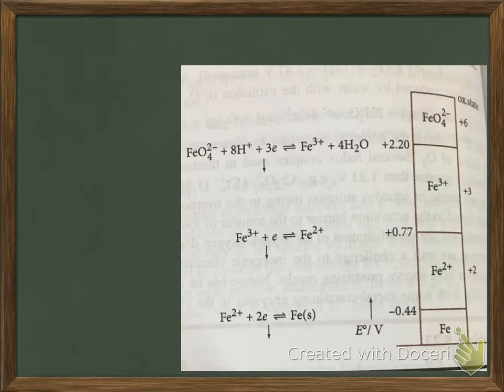First one, redox predominance diagram. For example, we take iron.